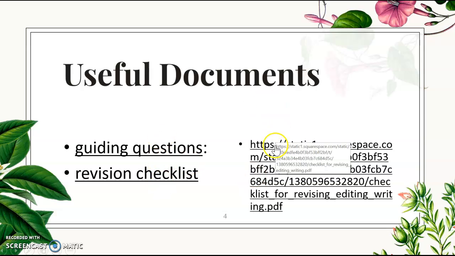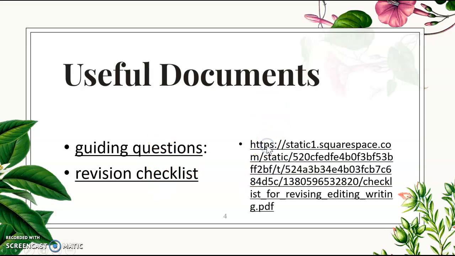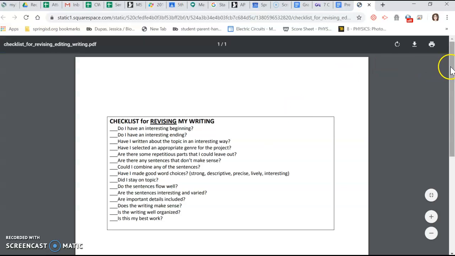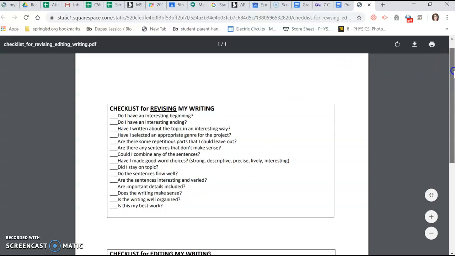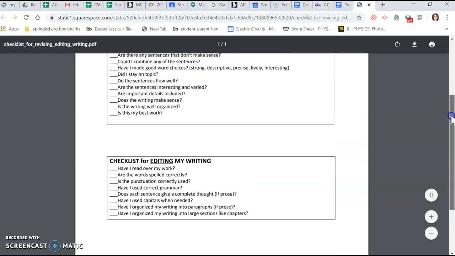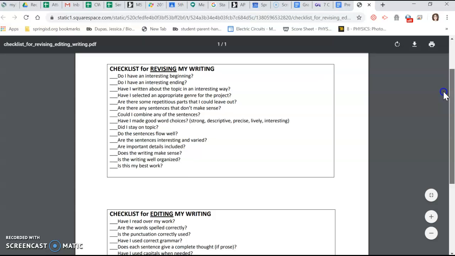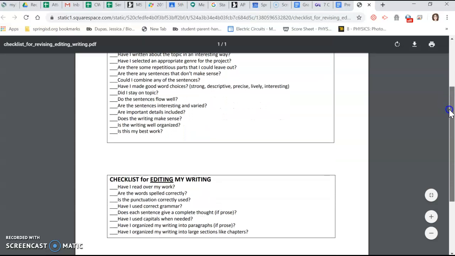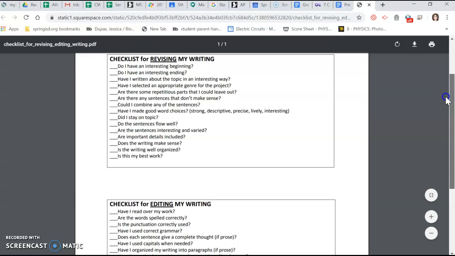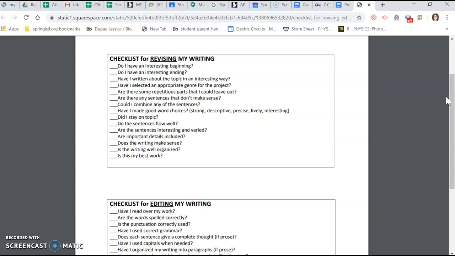And then this final thing in the useful documents is what I thought was a really good checklist for writing specifically. So this is a checklist for revising and then a checklist for editing. These are just things that I think you already know as a person who's probably written lots of paragraphs at this point, but just things to help you really understand. I also don't think it would be a bad idea if you had someone else go over your writing.